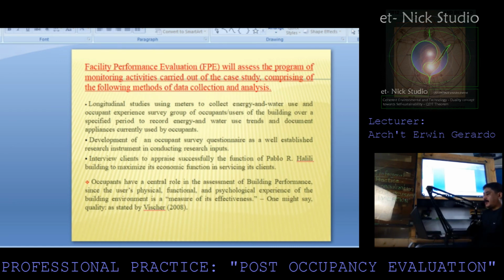Facility performance evaluation will assess the program of monitoring activities carried out in the case study, comprising the following methods of data collection and analysis. First is longitudinal studies using meters to collect energy and water use and occupancy experience, surveying a group of occupants or users of the building over a specified period to record energy and water use trends and document appliances currently used by the occupants.